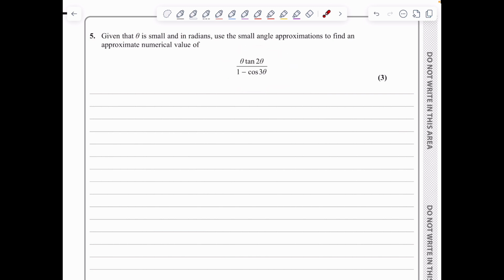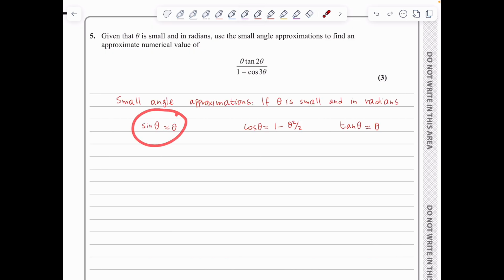Well, let's start by recalling that the small angle approximations state that if theta is small and in radians, then sine of theta is approximately theta, cos of theta is approximately 1 minus theta squared over 2, and tan theta is approximately theta. So theta tan 2 theta over 1 minus cos 3 theta will be approximately theta. Now the tan 2 theta will be approximately 2 theta, and the 1 minus cos 3 theta will be approximately 1 minus, and I've got 1 minus the (3 theta) squared divided by 2.